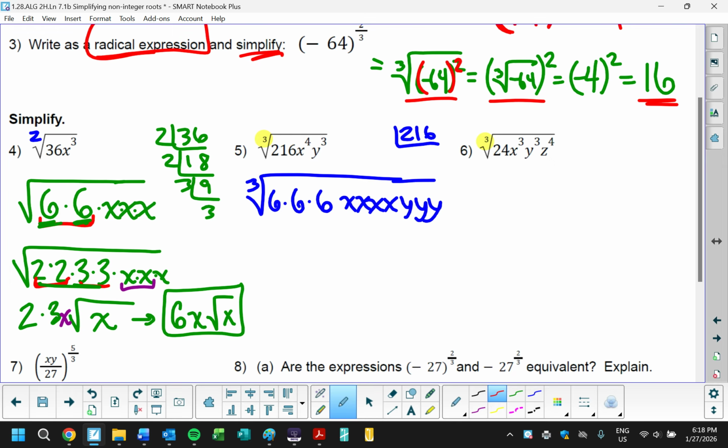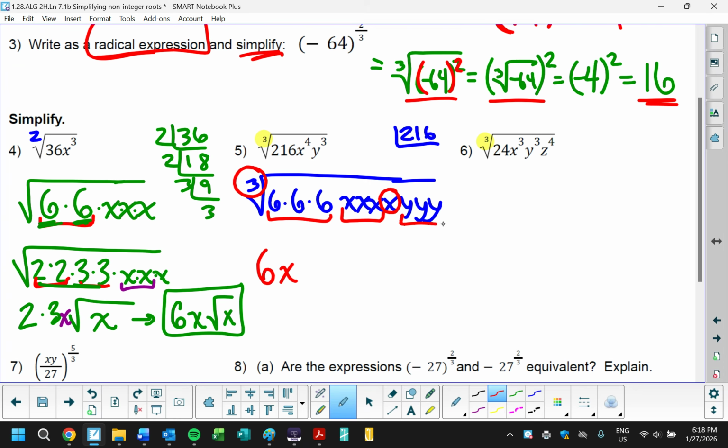And now we try to pull out, as the great Mrs. Willard talks about, any powers of 3. So for instance, I see 6 times 6 times 6 is going to equal 216. I see x times x times x is going to equal x cubed. But we do have an x left over.